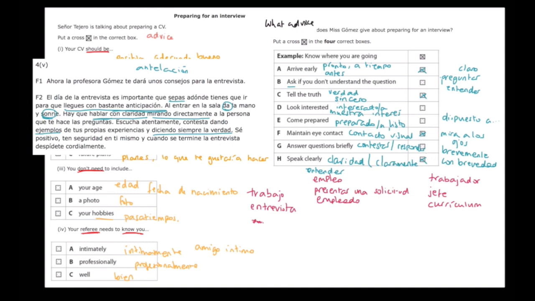And notice that the answers may not necessarily be in the order that they are here, okay? Notice that hablar con claridad, it's towards the middle and the answer is H. Okay, and after hablar con claridad has appeared, we've got the maintaining eye contact, which is further up. Okay, so be careful, because in these A-star questions, the answers may not be given in order. Okay, so be really, really careful.